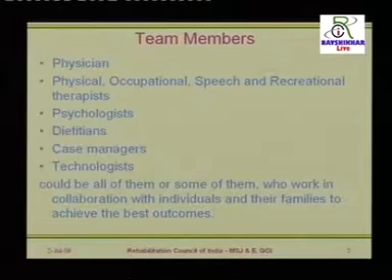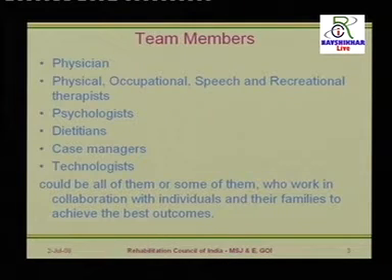Now to achieve this, if you take this as the goal, a team approach is most essential, which is the thing you asked about in the beginning. Now, who are the team members? It could be a physician, an occupational, speech or recreational therapist, a psychologist, dietitians, case managers, technologists, or engineers working in collaboration, or it could be all of them. It depends on a case to case basis.